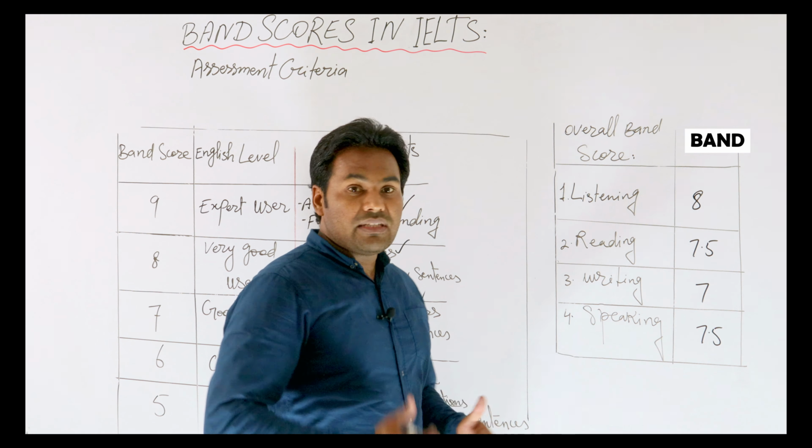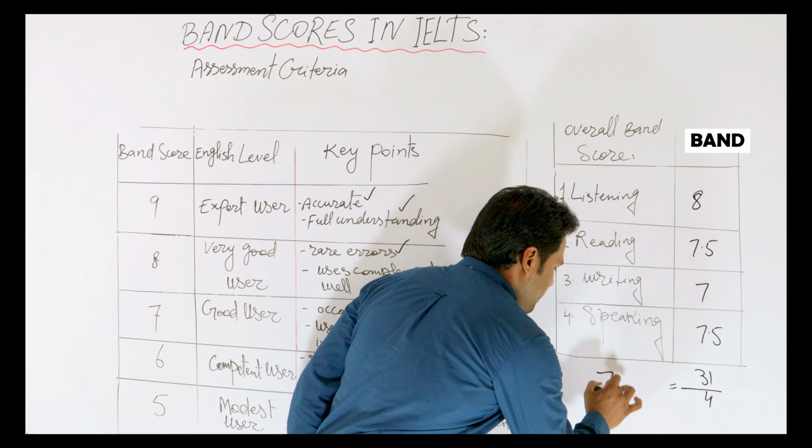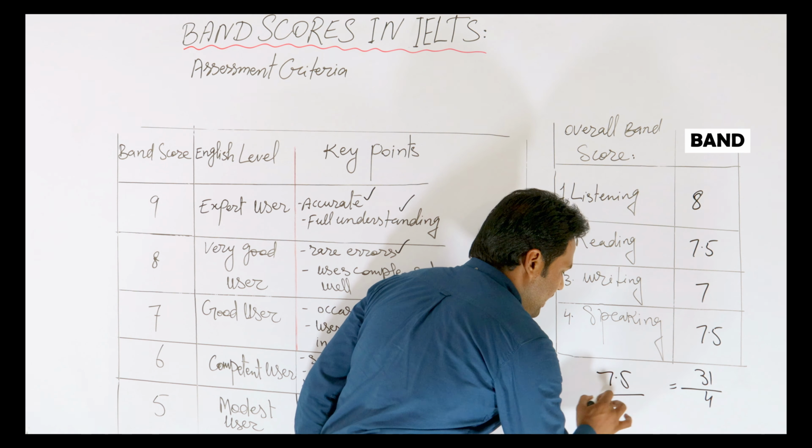And what is the criteria of overall calculation? For example, if you have gained 8 bands in listening, 7.5 bands in reading, 7 bands in writing, and 7.5 in speaking. So we have to add all the bands, and they are 31. And 1, 2, 3, 4. You have to divide 31 by 4, and it is almost 7.5 bands. This is the final criteria of calculation.